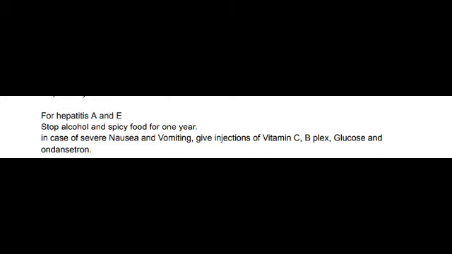In case of acute hepatitis A and hepatitis E infection, one has to stop alcohol and spicy food for 1 year, and in case of severe nausea and vomiting, we can administer injectable vitamin C, vitamin B complex, glucose, and ondansetron. The dose of ondansetron can be 8 milligrams for this condition.